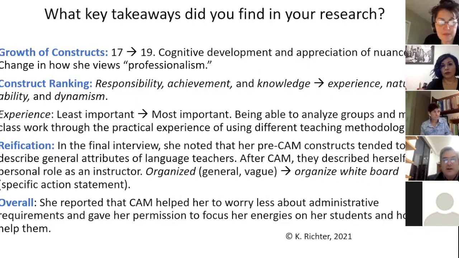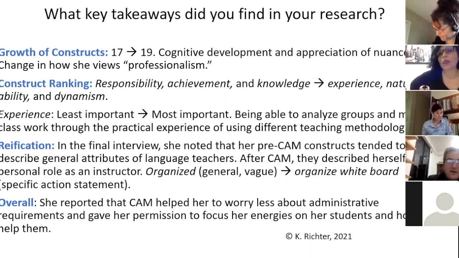First of all, there was a growth in the number of constructs. In the first interview, the participant came up with 17 constructs, and in the second interview, the participant was able to create 19 constructs. Within personal construct psychology, what that means is that we're seeing some kind of cognitive development or an ability to appreciate nuance. She particularly changed her constructs in the area of the category professionalism. How she ranked those constructs also changed as a result of the CAM process.